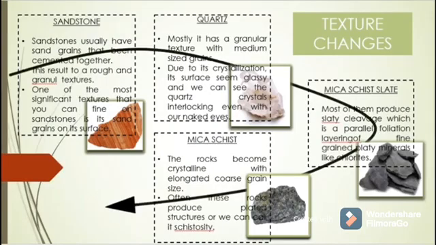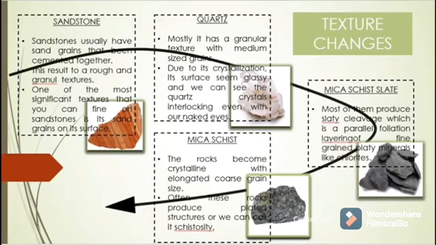Okay, lastly for the texture change, we start from sandstone. Sandstones usually have sand grains that have been cemented together. This results in a rough and granular texture. One of the most significant textures that you can find on sandstones is its sand grains on its surface. Once it's turned into quartzite, mostly it has a granular texture with medium-sized grains, and due to its crystallization, its surface seems glassy, and we can see the quartz crystals interlocking even with our naked eyes.